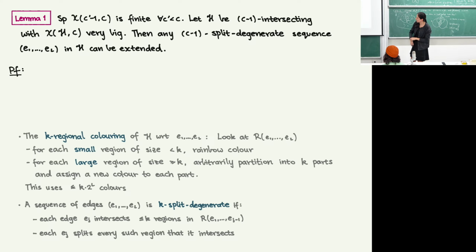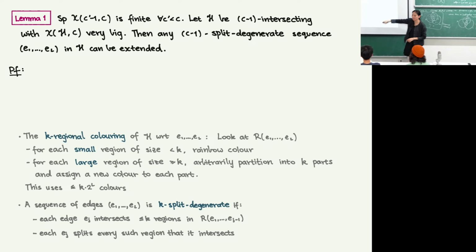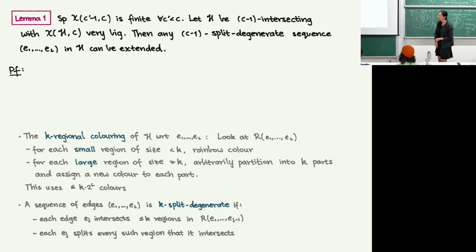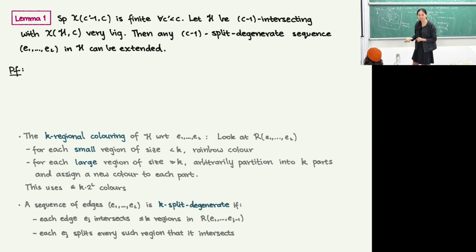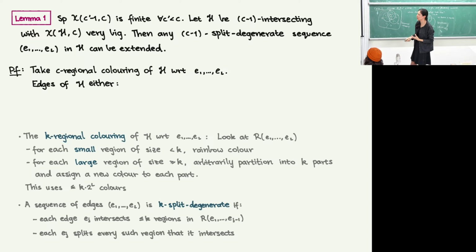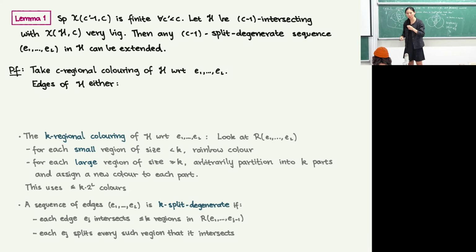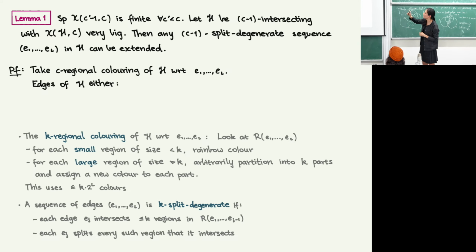Okay, so let's show that you can do this. I'm going to keep the definitions here so we can keep track of what's happening. But the point here is we start with a c-regional coloring and just see what happens. So take a c-regional coloring of H with respect to these edges E1 to EL that we have so far. What can happen? There are basically three options.